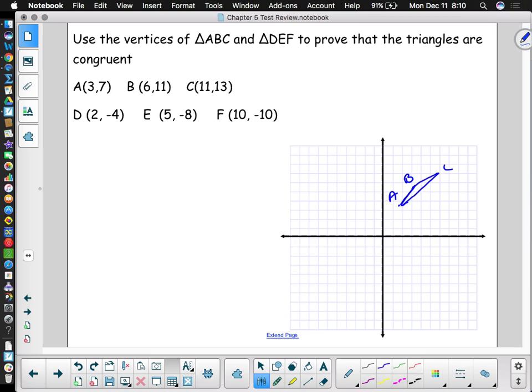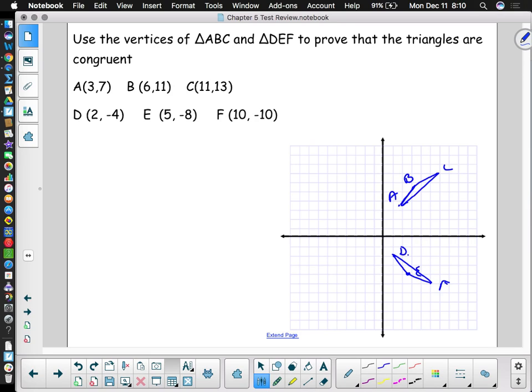And DEF, well, D is at 2, -4. E is at 5, -8. 5, 2, 4, 6, 8. And F is at 10, -10. 2, 4, 6, 8, 10. Again, they look really obtuse together.